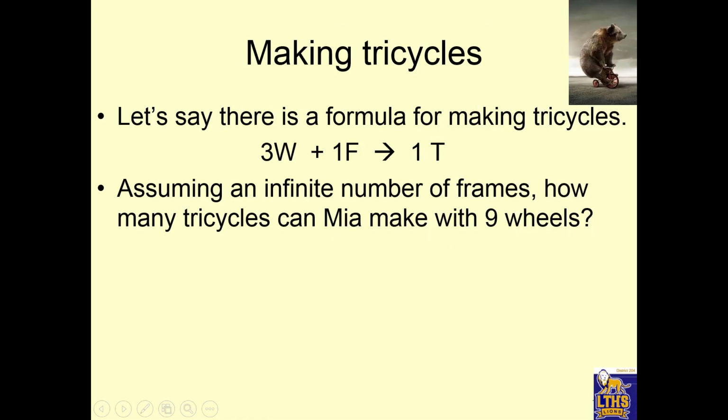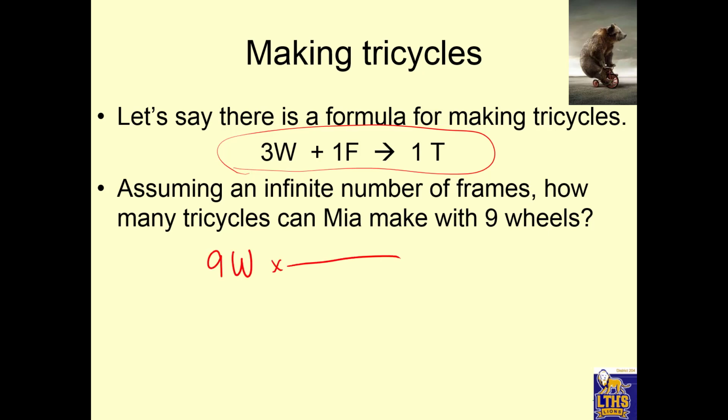You're going to need to know what you're trying to find, and you're going to need a periodic table. Okay, so let's get going. I'm going to do an analogy for tricycles because all bears need tricycles. So if we have this equation for making tricycles, wheels plus a frame, 3 wheels and a frame give you a tricycle. If we have as many frames as we need, an infinite number, how many tricycles can Mia make when she has 9 wheels? All right, so we're going to say, well, I have 9 wheels.